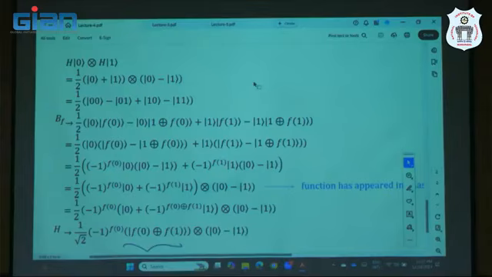You see? We got in the first wire precisely f of 0 parity f of 1. This is exactly what we wanted. The parity of the 2 bits. Yes?